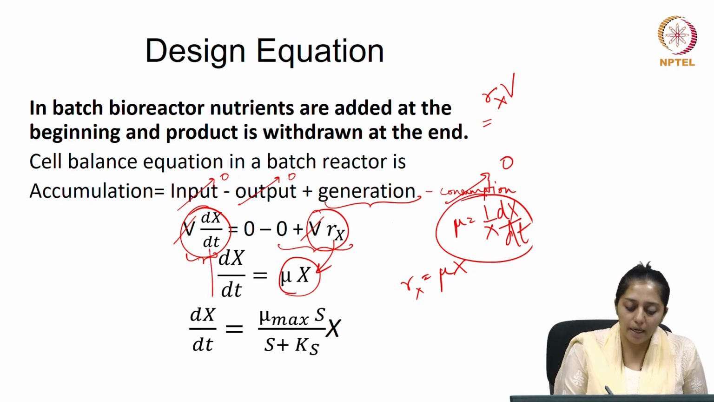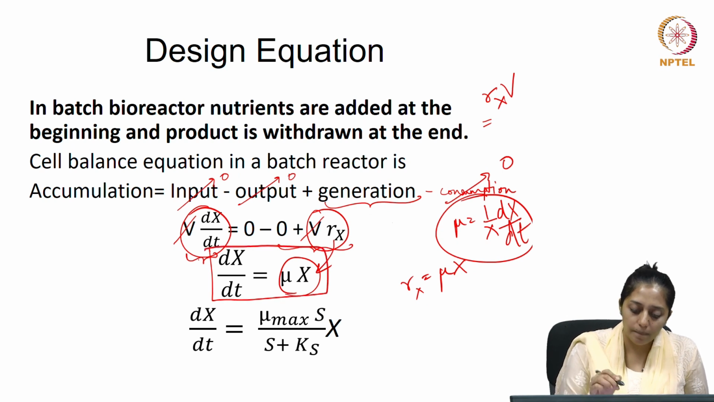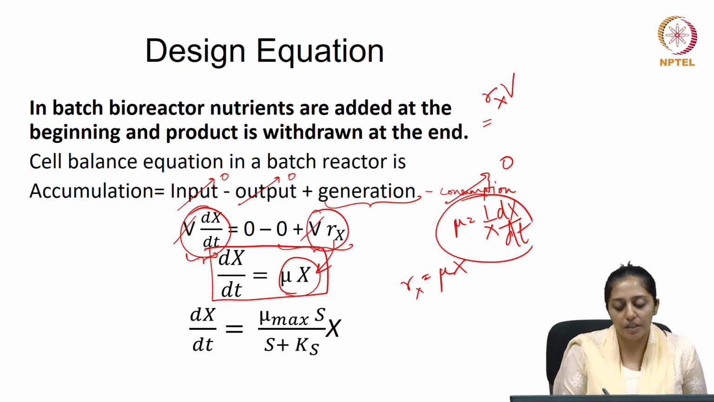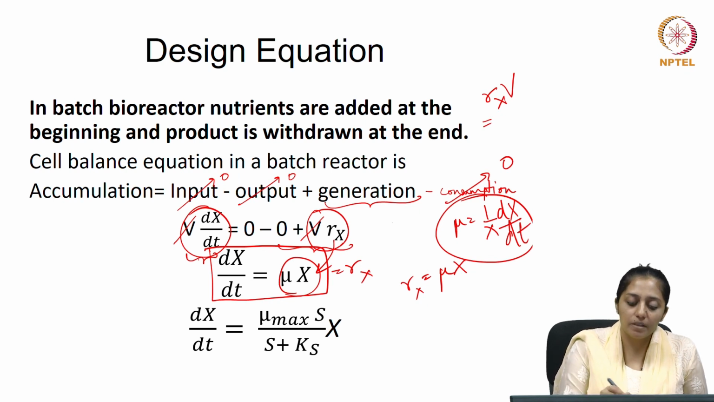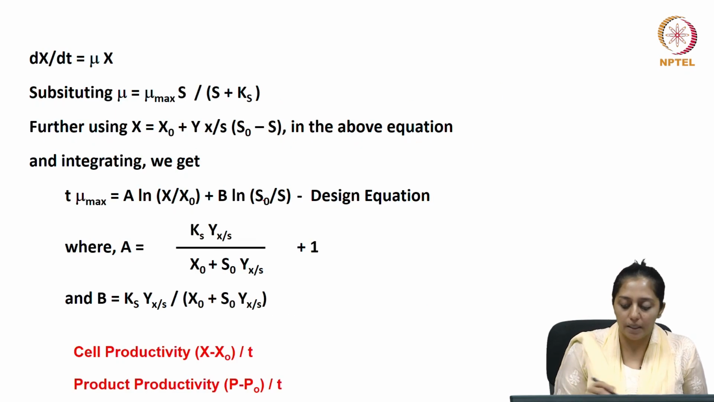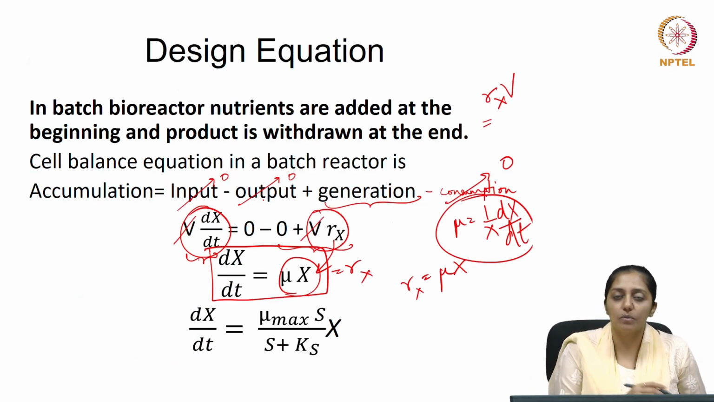So, if you remember, I said that for a batch, dx by dt, which here stands for the rate at which the biomass is accumulating inside the reactor, is equal to the growth rate of the culture, which is equal to Rx. It may or may not be the same in a fed batch or a continuous reactor. I hope you can make out, because the input, the output streams will not be 0 in those cases.